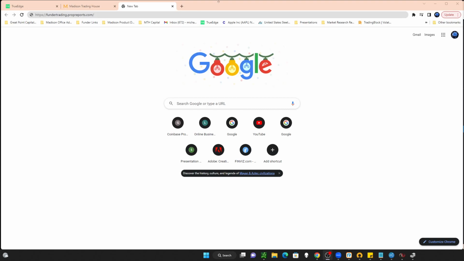Okay, so to get to prop reports, which is connected to your account, you can go directly here or use one of the links we sent in your email or go to your dashboard as well. But this is the address. It's https://fundertrading.propreports.com. Right? On a side note, I also have this prop reports for Great Point Capital.